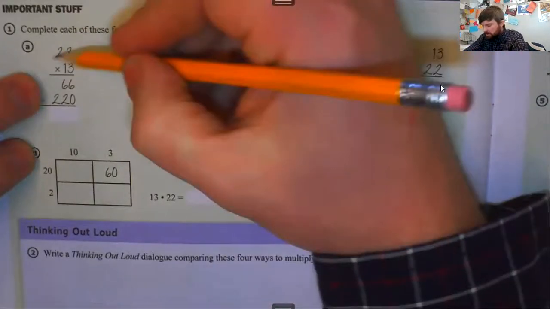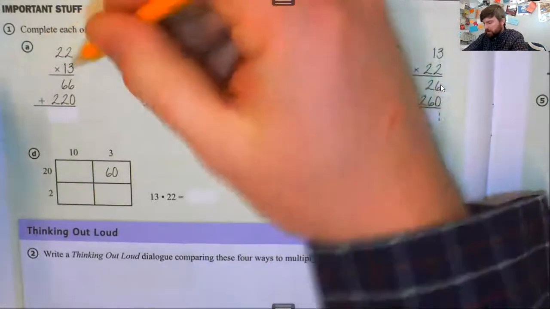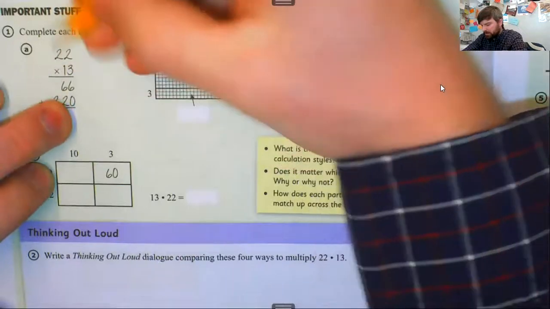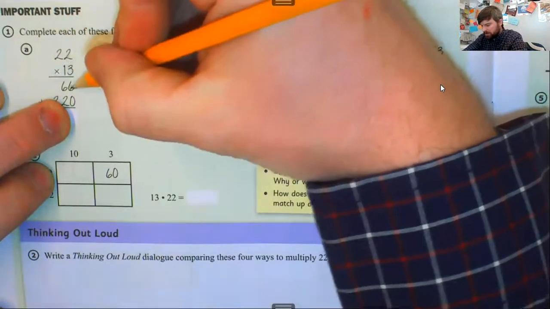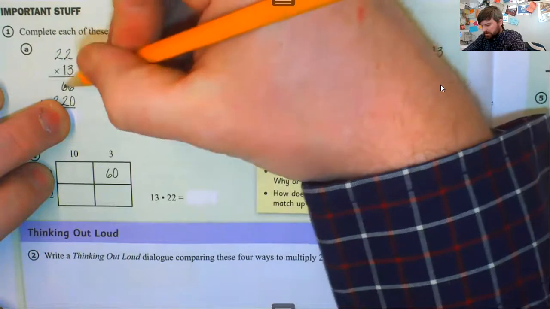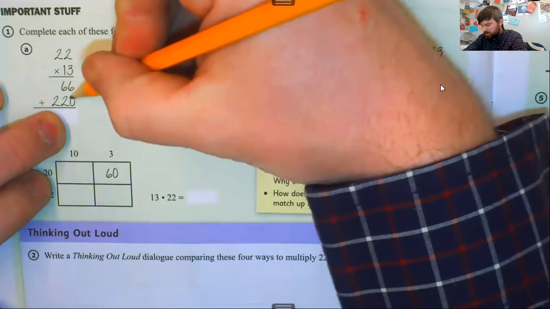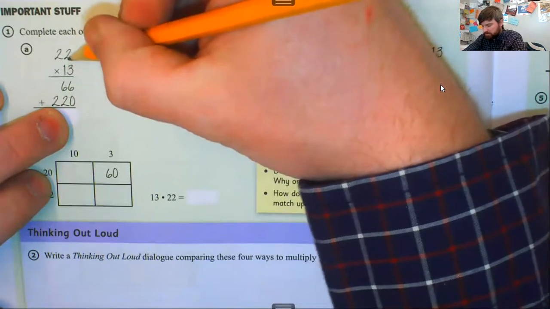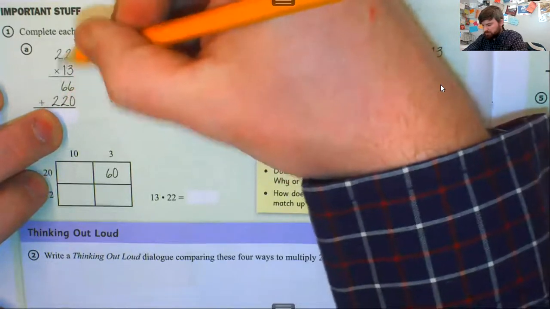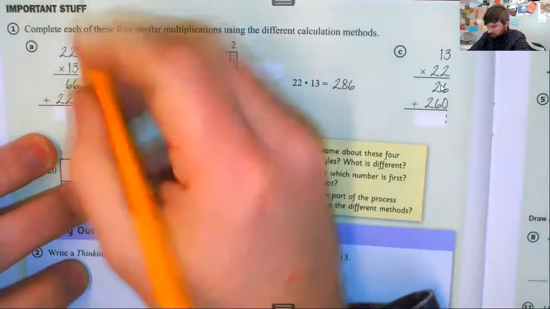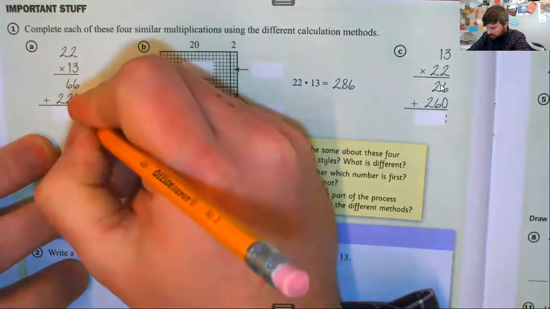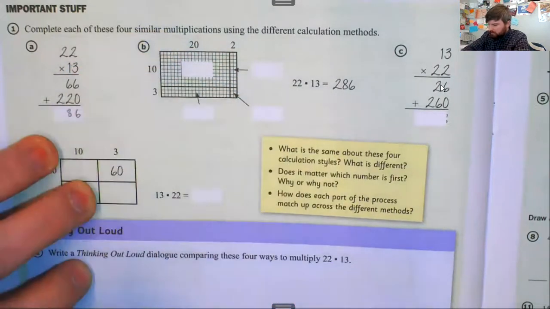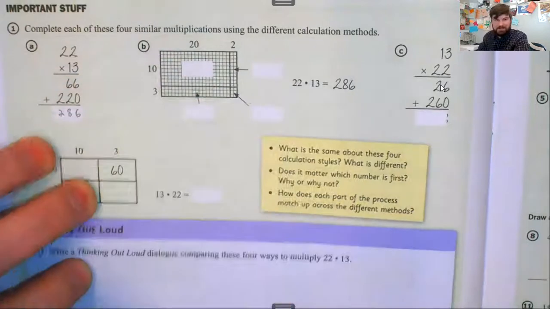Here is the old school way of multiplying, where you have 22 times 13. You take 3 times 2 and get 6, 3 times 2 and get 6 again. You put 0 here for your placeholder because you're going to end up multiplying by 10. So 1 times 2 is 2, 1 times 2 is 2. Then you add going straight down: 6, 6 plus 2 is 8, and 2 is 2. So 286 here.